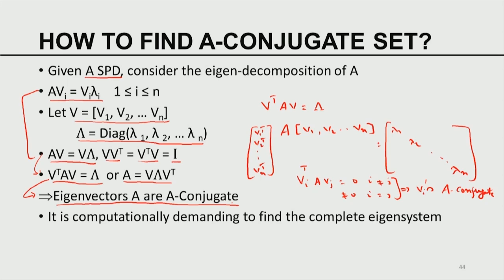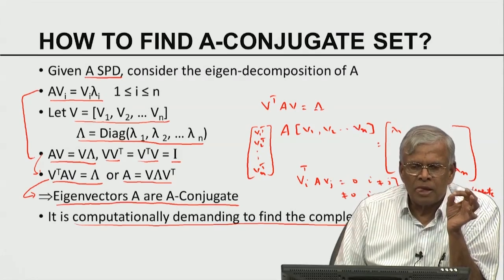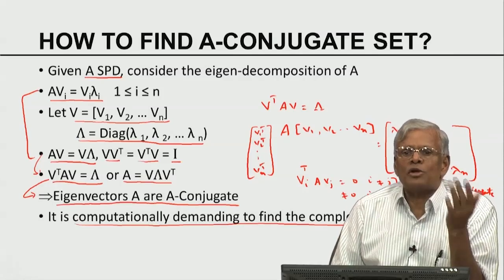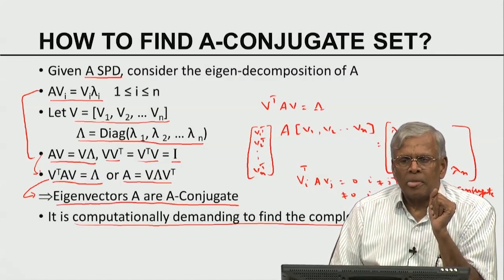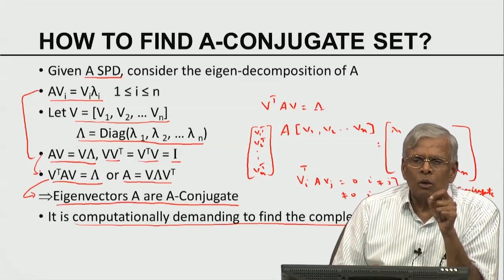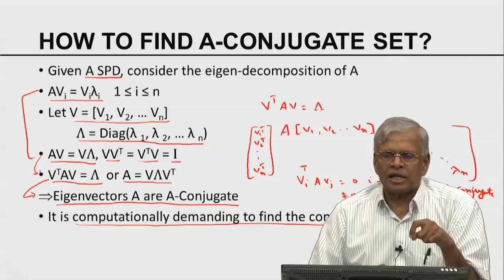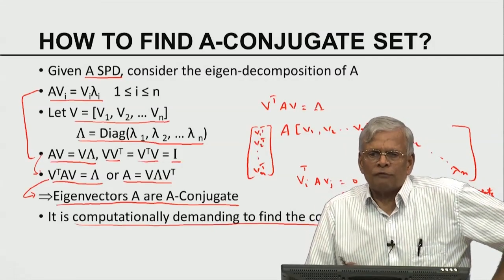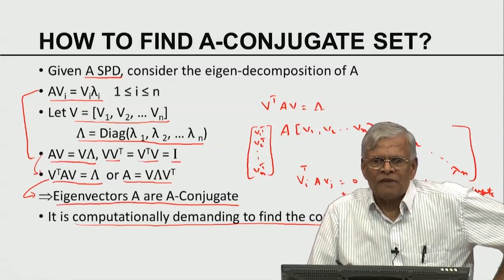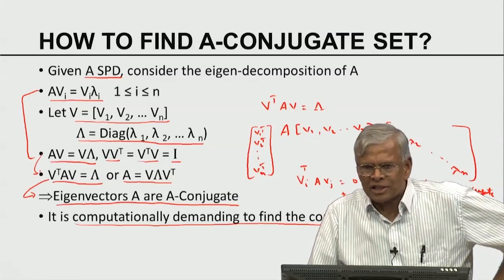Even though this proves the existence of conjugate directions, it is computationally extremely demanding to find the complete eigensystem that can be used as A conjugate directions, because you have to spend a lot of money in trying to find the eigenvectors, and then you have to perform the n one dimensional minimizations as dictated. Therefore, this idea of using eigenvectors of A as conjugate directions, while in principle feasible, is computationally demanding. Therefore, we should look for an alternate method for defining conjugate directions which are much less expensive.